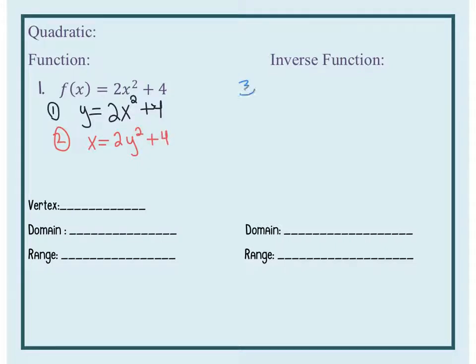Step 3 is going to be solve for y. So what's the first step I'm going to do? Well, remember, I'm going to do PEMDAS backwards, so I start with adding and subtracting. Always start with adding and subtracting. So I'm going to subtract 4, and so I'm going to have x minus 4 equals 2y squared.